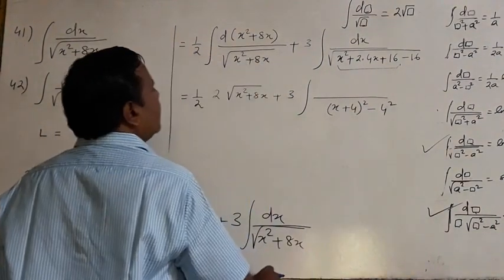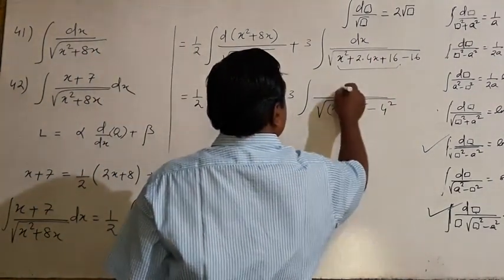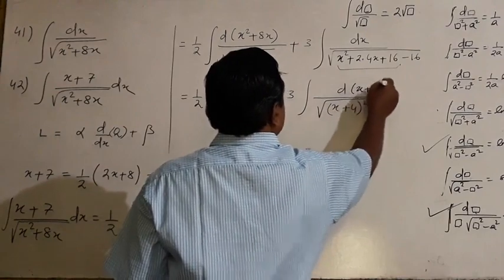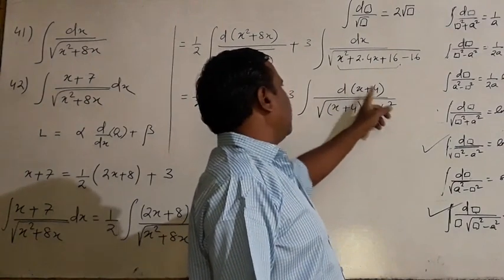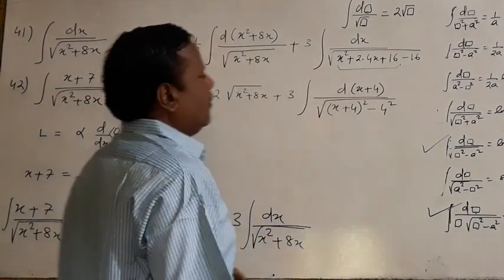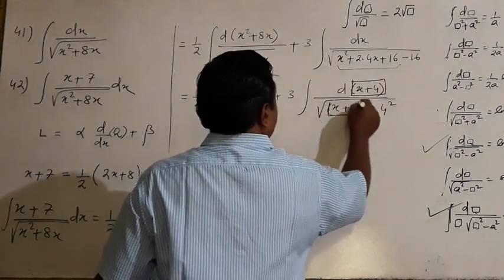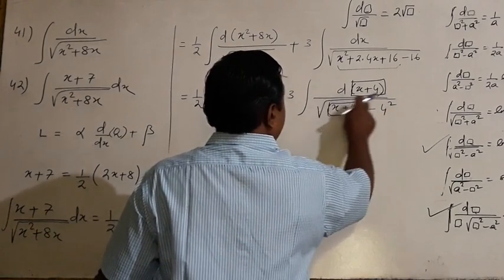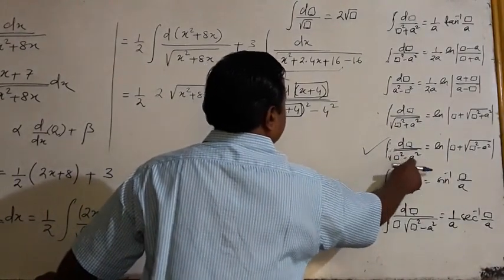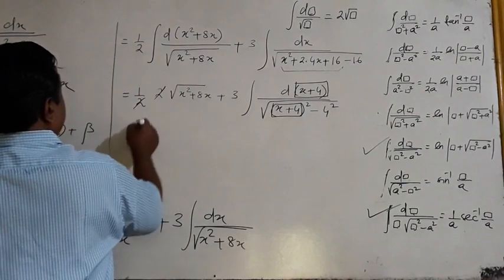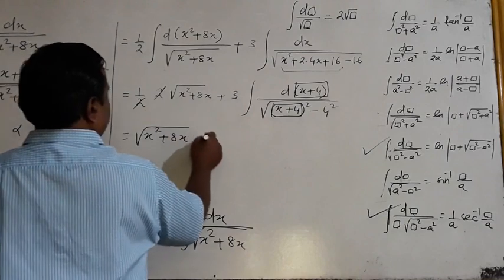And in the numerator, it is dx. You have to write the derivative of x plus 4, because dx is the same as d of x plus 4; d of x plus 4 means dx plus derivative of 4, and the derivative of 4 is 0. And look at it here: it is d of box by root of box² minus a². So here it is cancelled, and it becomes root of x² plus 8x, plus 3.